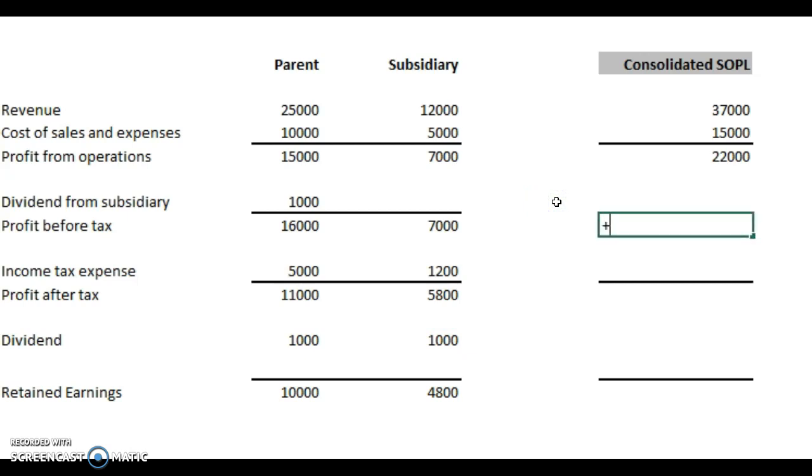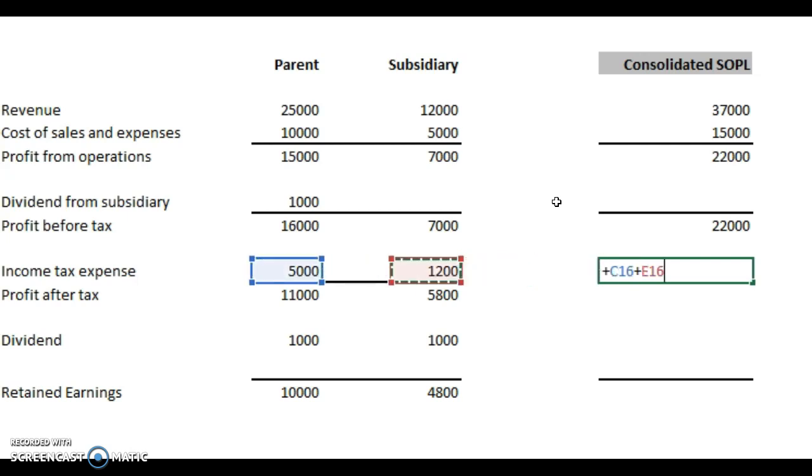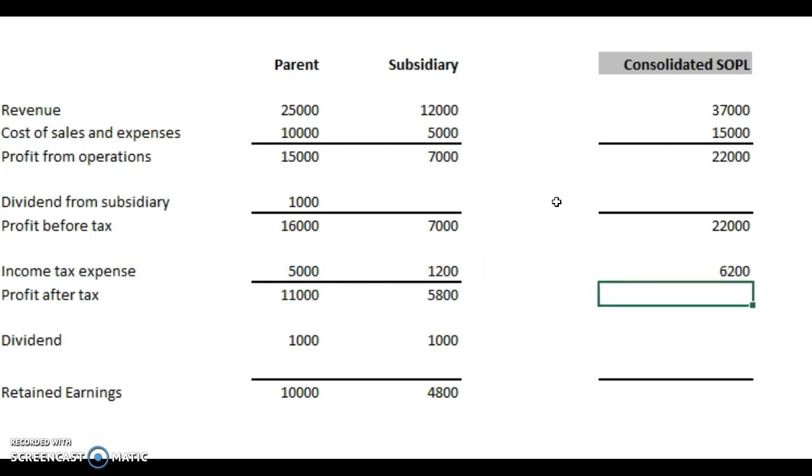Gives us a profit before tax of, well, that's still 22,000. We add together the two income tax expenses, parent and subsidiary, gives us 6,200. Gives us a total profit after tax of 22,000 minus the 6,200 is 15,800.